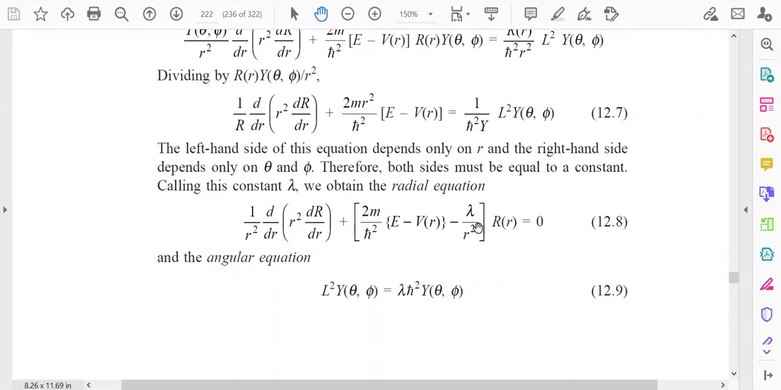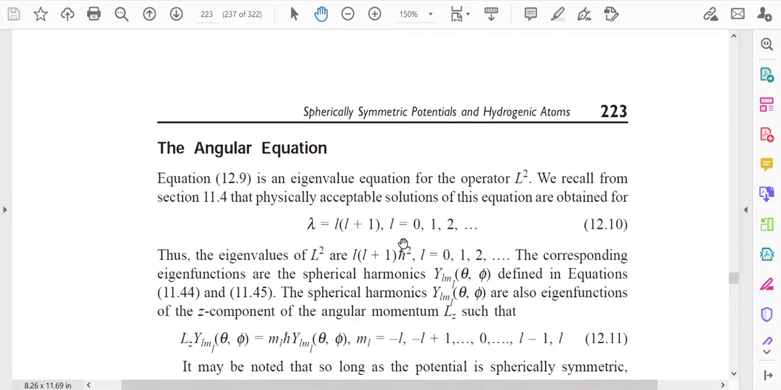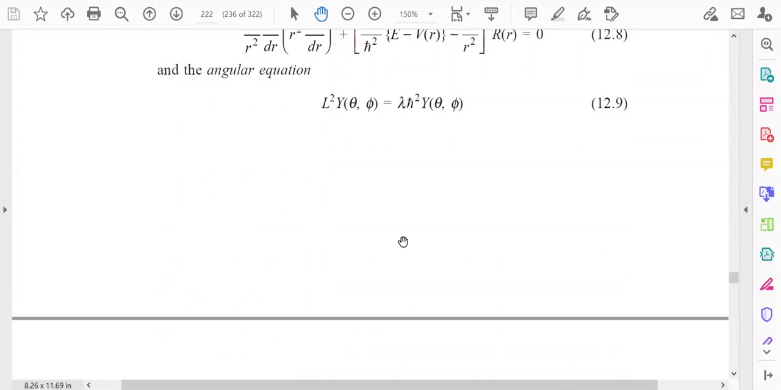So we have separated the Schrodinger equation into two parts. One is the radial equation, and another one is the angular equation. Now let us focus on the angular equation. This is the angular equation, L square Y is equal to lambda into h cut square Y.